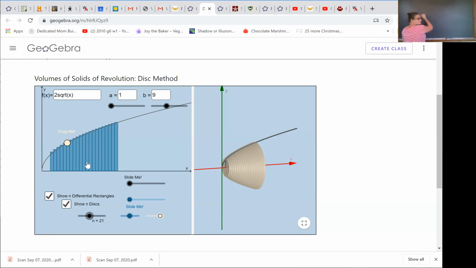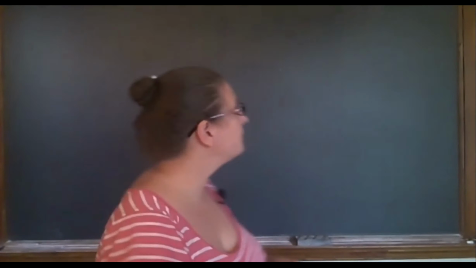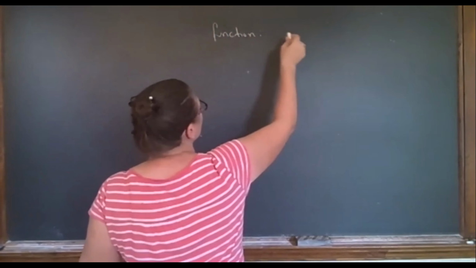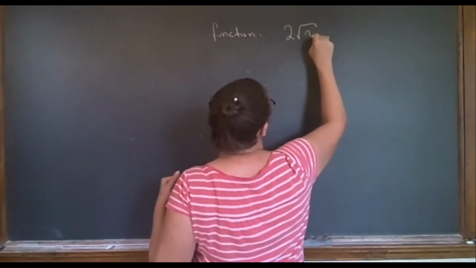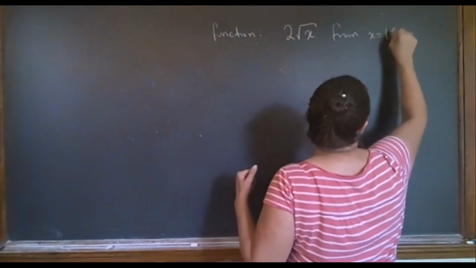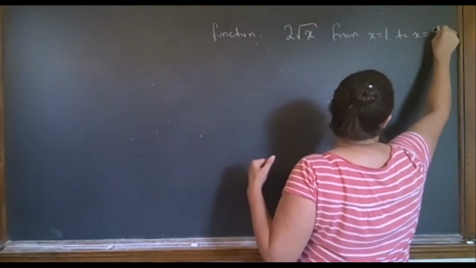So there. Let me make it bigger now. Stop share. So our function was that from x equals 1 to x equals 9.